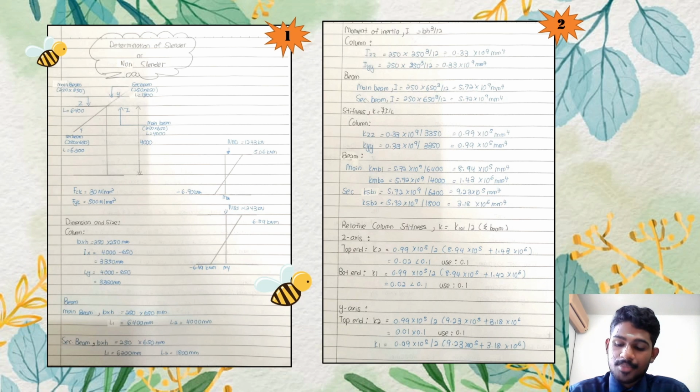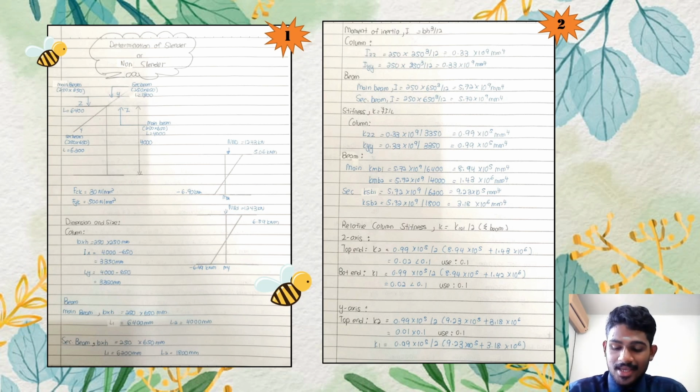And for the KMB2 you will get a value of 1.43 times 10 power of 6 mm power of 4. For the secondary beam you will get KSB1 is equal to 9.23 times 10 power of 5 mm power of 4, and for the KSB2 you will get 3.18 times 10 power of 6 mm power of 4. Okay, now moving on to the relative column stiffness, K.